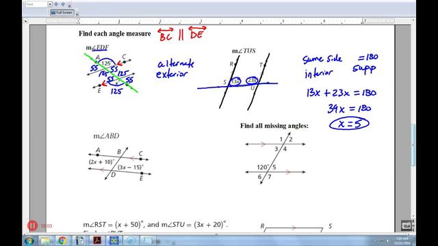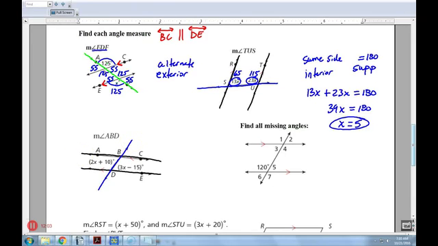When I plug it in, 13 times 5 is 65. 23 times 5 is 115. So yes, they do add up to 180. Things are looking pretty good. Alright, this next diagram, I don't really love the setup. I see the parallel lines. I see the transversal.